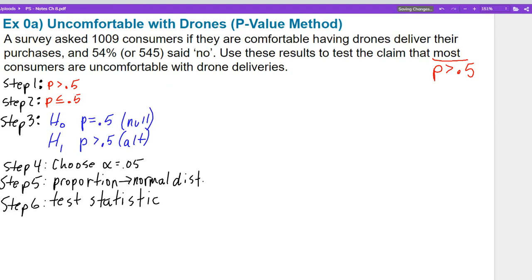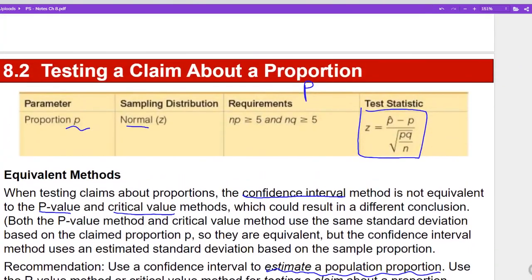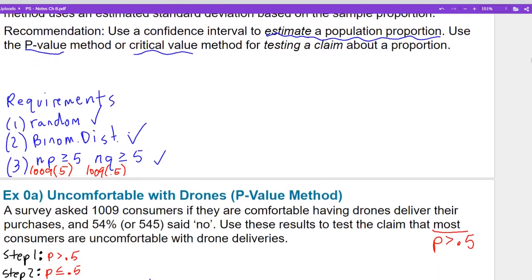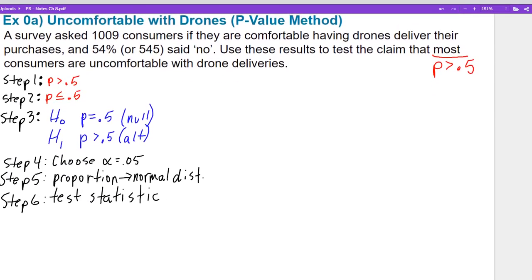And since this is a proportion, and we know that's a normal distribution, I think I had it up here in this chart, your test statistic is a z-value. Z equals those numbers. After I show you how to do this with the technology, you won't need to do this by hand, but I want to show it to you by hand first of all.